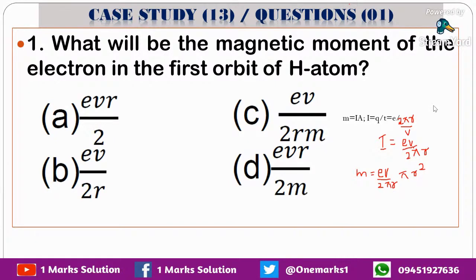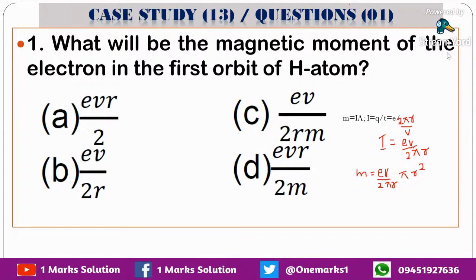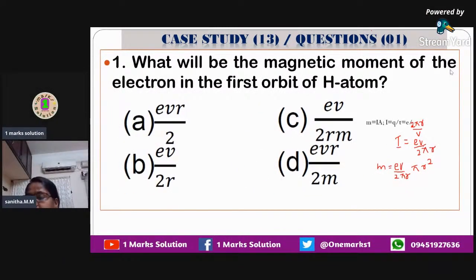So what is R? R is the radius of the orbit, and V is the velocity. So we are getting I is equal to EV divided by 2 pi R, that you can see on the right side.